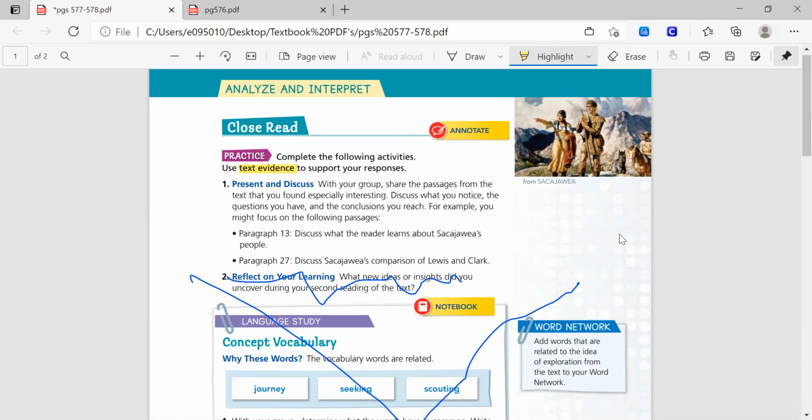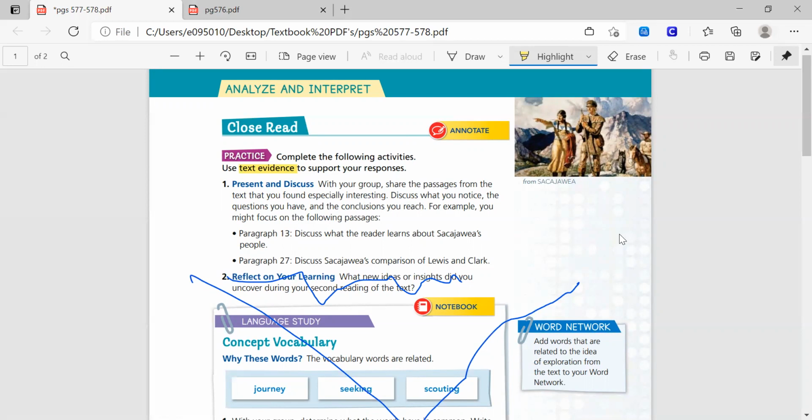Share the passages from the text that you found especially interesting. So if you're a home virtual learner, then maybe you know somebody in one of your classes that has this English class, and maybe you can have a discussion with them. Share the passages from the text that you found especially interesting. Discuss what you notice, the questions you have, and the conclusions you reach. For example, you might focus on the following passages, and they have us look at 2 different ones.